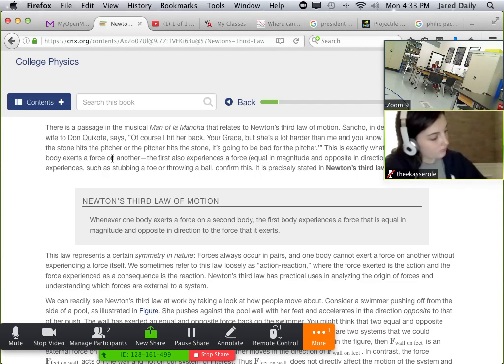Another great example of this is the boxer and the tissue paper. So let's do it. Let's do this example.